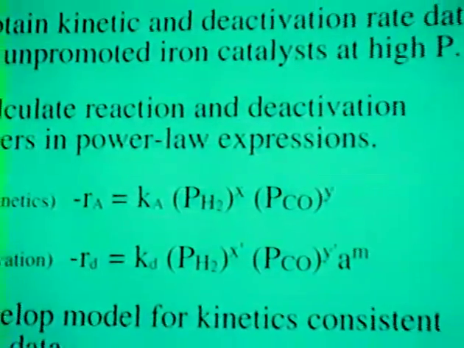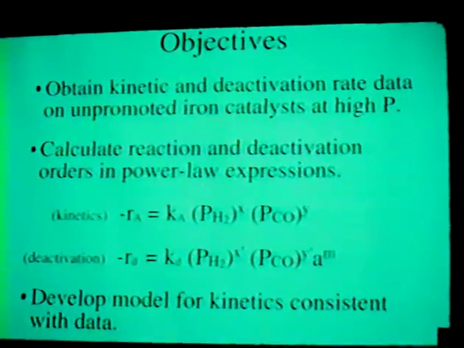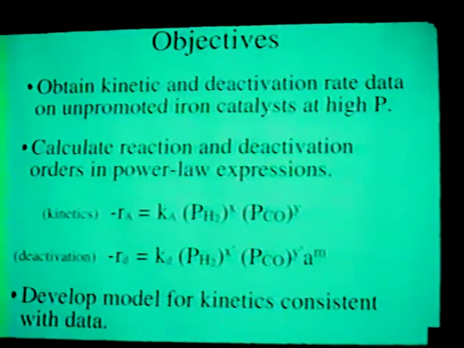Since both the hydrocarbon product and the deactivating carbon all originate from the CO in the gas phase and possibly through the same surface carbon intermediate, it's necessary that we obtain reaction rate data at conditions where deactivation is not occurring. And then it may be possible to decouple those where rates of both reaction and deactivation are significant. Second part was to calculate reaction and deactivation orders in the power law expressions to give us an idea of what effects the different reactants have on the reaction rates.